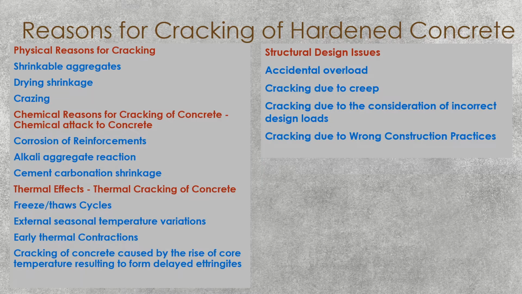Cracking of concrete caused by the rise of the core temperature resulting from delayed shrinkage formations. When you have very thick concrete like 1 meter, 2 meters, 3 meters, the core temperature will increase with the heat of hydration. Heat of hydration will be higher in thick concretes. As a general norm, we maintain the core temperature around 70 degrees. This could vary depending on the type of cement and the additive you use.